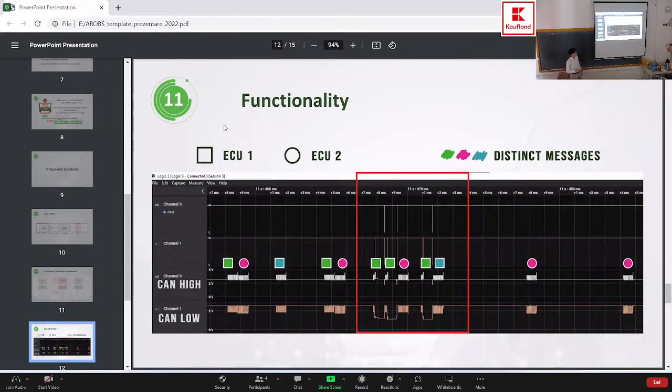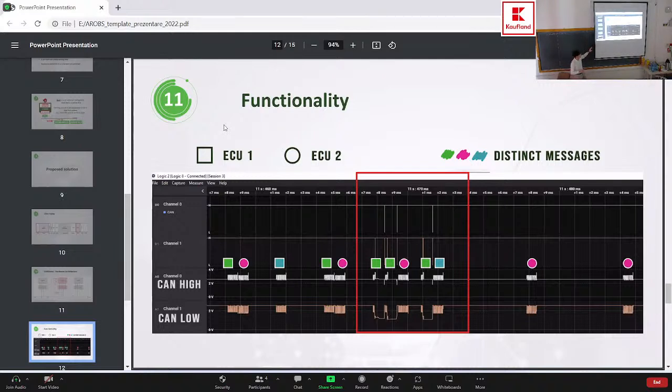Here is an overview of the functionality. What can we see in this picture? The 2 channels at the bottom represent the bus, because the bus is structured with 2 wires, CAN low and CAN high. The rule for these 2 wires is to always have opposite values, meaning that if CAN high has a value 1, CAN low must have 0, and inversely. And as the legend says, there are 2 ECUs, ECU 1 with a rectangle and ECU 2 with a circle, and the colors are distinct messages.